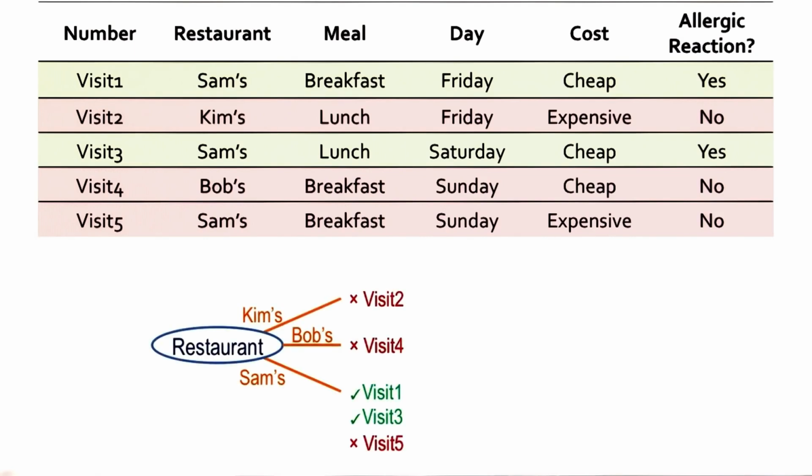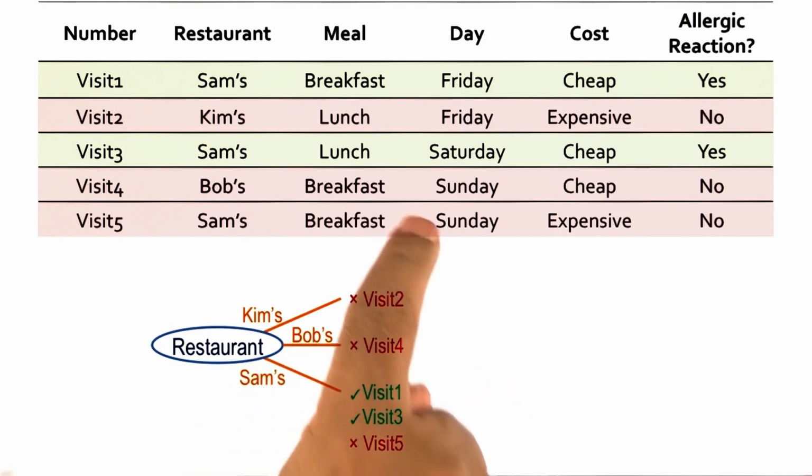As an example, supposing we think of restaurant as being the decisive feature. So we have picked restaurant as the decisive feature. Now there are 3 kinds of restaurants, Kim's, Bob's, and Sam's. Whenever it's Kim's restaurant or Bob's restaurant, there is no allergic reaction. Whenever it is Sam's restaurant, there can be allergic reaction shown in green here or no allergic reaction shown in red. So the good thing about this particular feature, restaurant, is that it has separated all the 5 examples into 2 classes, into the class Sam's and into the class not Sam's.